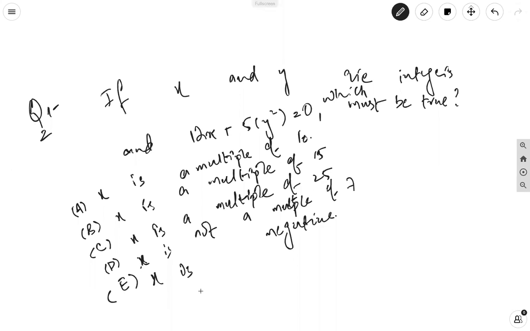I think x must be negative over negative here. x must be a multiple of 15. y square can't be negative here.